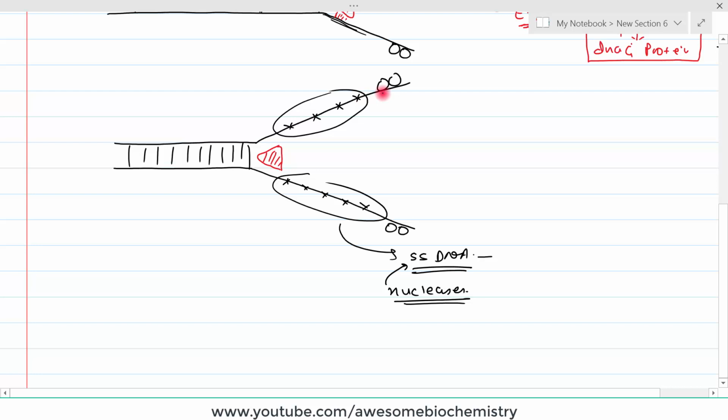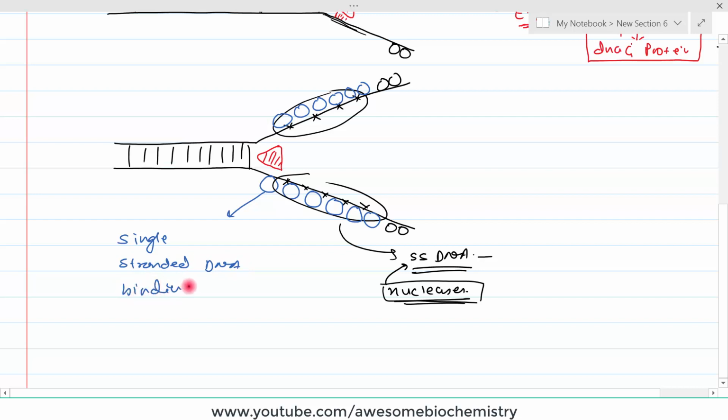We don't want that; nature doesn't want this single stranded DNA to be destroyed, because the replication has not yet occurred. Even after replication, this single stranded DNA should never be destroyed. So how did nature prevent the nucleases from acting on the single stranded DNA? There is a third type of protein known as single stranded DNA binding protein. These are multiple units of the single stranded DNA binding protein.